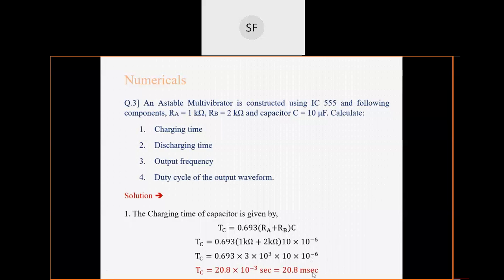Okay, I got one reply that is correct. You can just proceed with the remaining parameters also. Just find out the values of discharging time and output frequency. First find out the value of discharging time and give me the answer. What is the formula for discharging time? Can anyone reply?